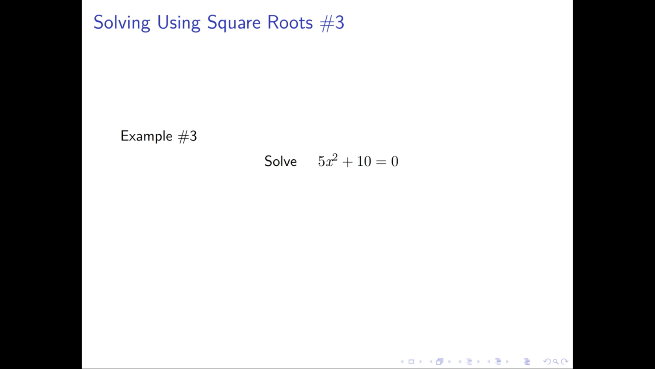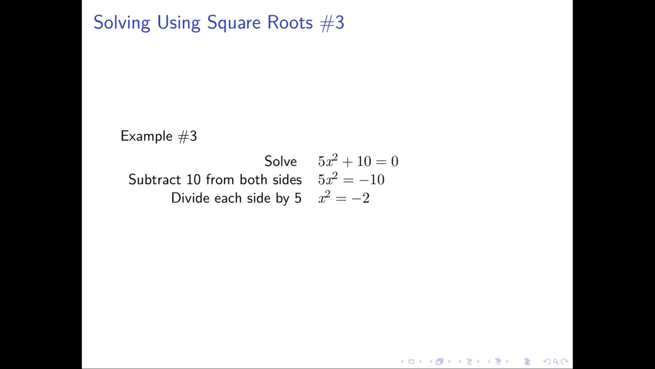Here's another example. 5x squared plus 10 equals 0. So we will subtract 10 from both sides, and we'll get 5x squared equals negative 10. And you might already see a problem, but let's divide each side by 5, and you get x squared equals negative 2. And in the real numbers, when you square something, you can never get a negative number. So we would say that this one has no solutions.